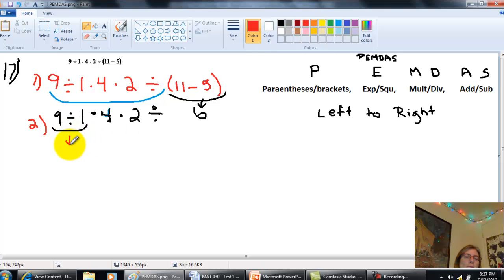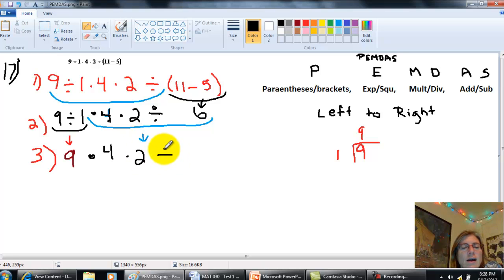So 9 divided by 1, and remember that on the left there is the dividend, which means it's under that sign. So you have 1 is the divisor. 1 into 9 is 9. So the answer to that one is 9. So that begins to build line 3. Now you want to bring down all of this stuff.